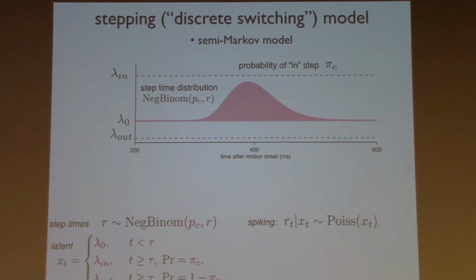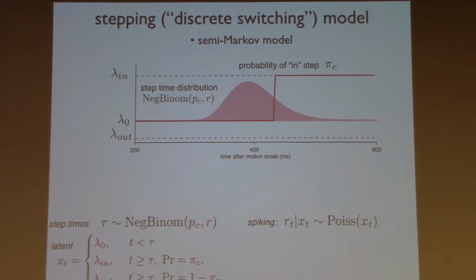In this model, there are only 3 spike rates that are ever observed. There's an initial firing rate, an upper firing rate, and a lower firing rate. And then we have a distribution which is called a negative binomial. This is the discrete alternative to a gamma distribution, which has 2 parameters which would describe the times at which steps might occur. All right, so we sample a step time from that distribution on any trial.